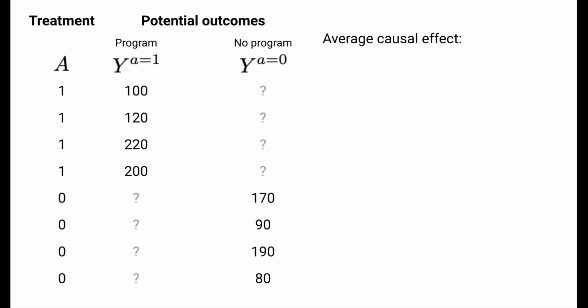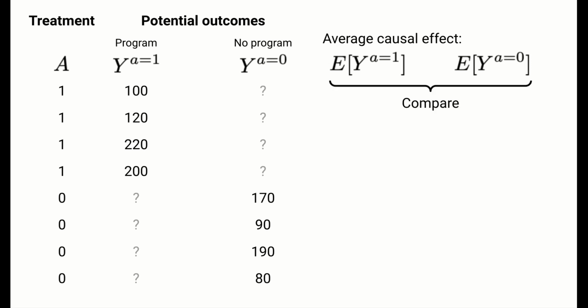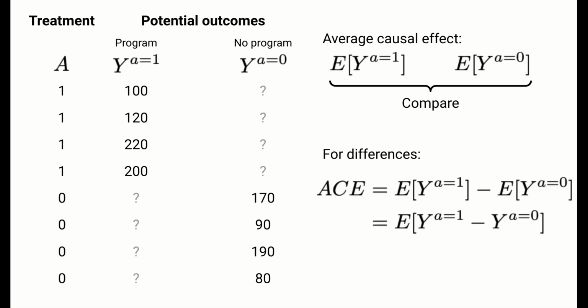Recall that to define average causal effects, ACEs, we take the average of the potential outcomes under treatment, use of the economic program, the average of the potential outcomes under no treatment, no program use, and we compare these average potential outcomes in some way, such as a difference or a ratio. Because we don't have data on the missing potential outcomes, we have to rely solely on observed data to estimate the ACE. Let's think carefully about what assumptions we would be making if we were to do that.